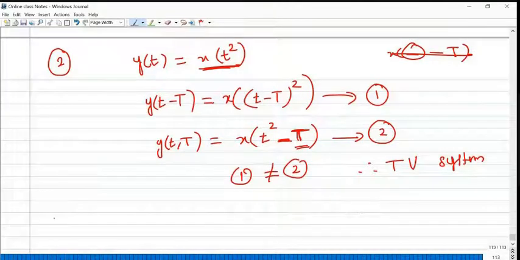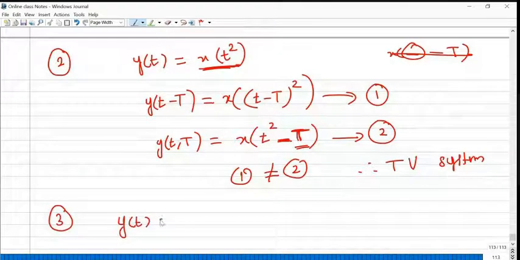I'll give one example for time invariant system. Let's assume y of t equal to e power x of t.